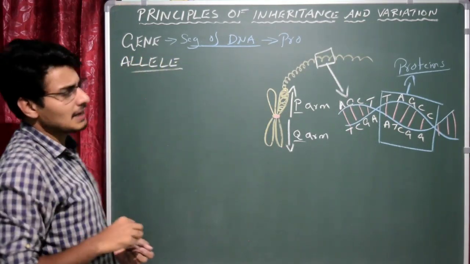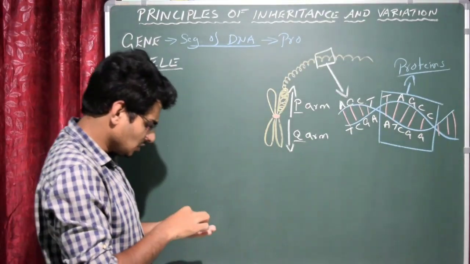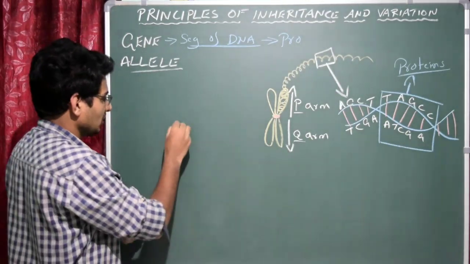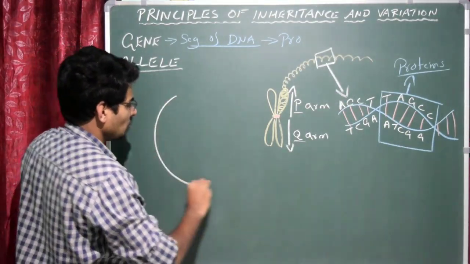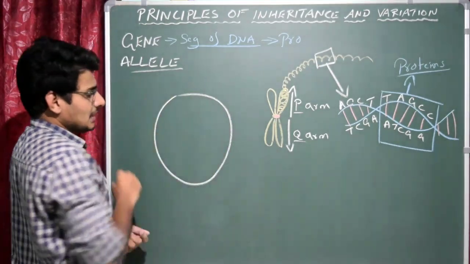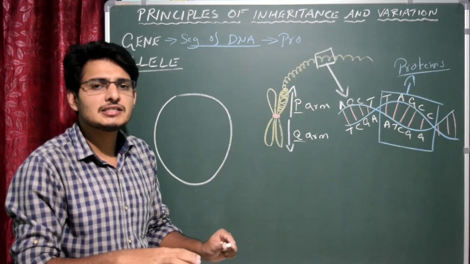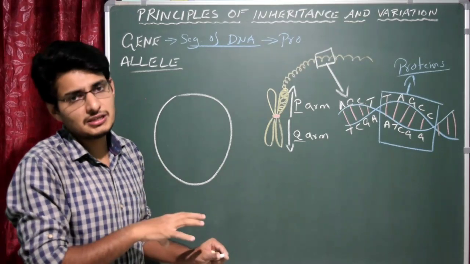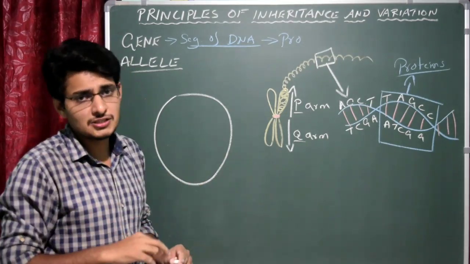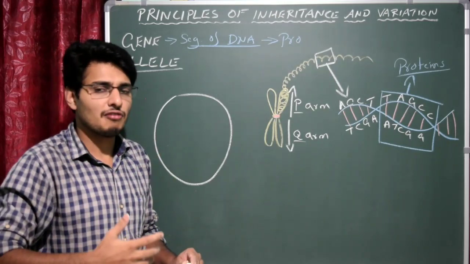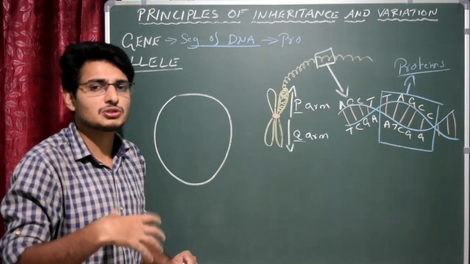Okay, so what is exactly allele? Now for that I just want to draw one more chromosome here. Before that, I just want to draw a cell. So we all know that human beings contain around 37.2 trillion cells. In that there are two types of cells. One is for the structure of the body, the other is for the production of the gametes.